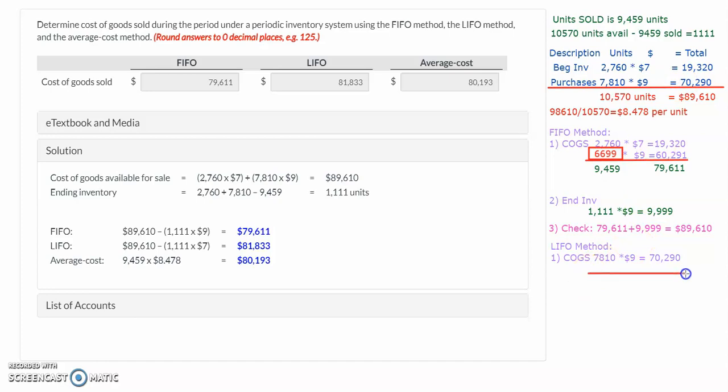Then I'm going to think about, well, how many more units in order to get to 9,459? Okay, so I need to once again solve for my number of units in order to add up to the number of units that were sold. And what I'm looking for is 9,459. All right. So I'm just going to go ahead and take that difference. 9,459 minus 7,810. So 1,649.